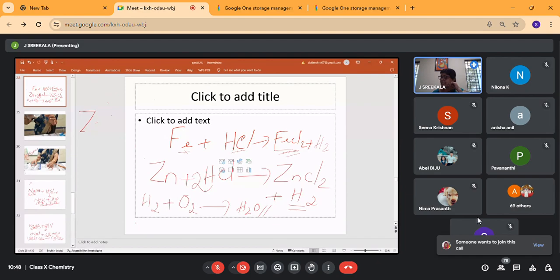Dilute sulfuric acid and zinc. You can write zinc and dilute sulfuric acid. What is the formula of sulfuric acid? H2SO4. Okay, zinc plus H2SO4 gives ZnSO4 plus.